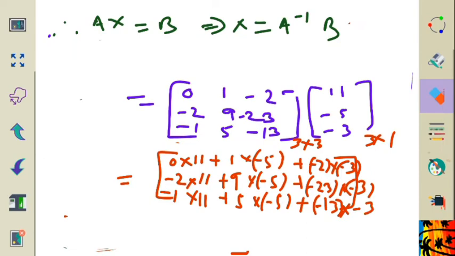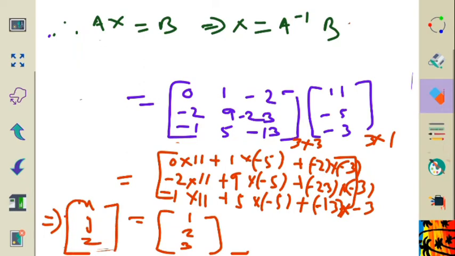Clear? Now, if I have the things properly, it will be minus 5 plus 6, which is 1. Now look at this. This is minus 22 minus 45 and plus 69. So it will be 2. And this is minus 11 minus 25, this is minus 36, and plus 39. This will be 3. Now if I compare, this one will be x, this one will be y, and this one will be z. I will get x equals 1, y equals 2, and z equals 3. Okay, so this is how we solve the system of linear equations using the matrix inversion method.